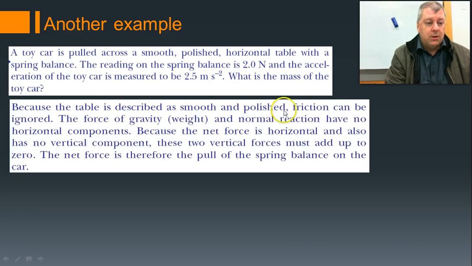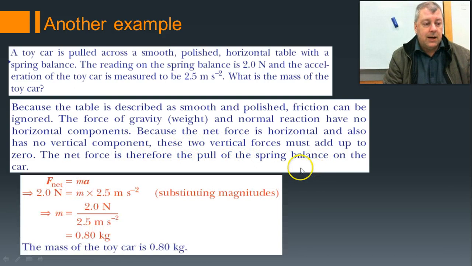Now, so friction can be ignored. The weight force is balanced by the normal force, so those two cancel each other out. So the net force is horizontal, and therefore the net force is what's pulling the spring balance on the car. So F equals ma. So the 2 newtons from the spring balance is what's causing the acceleration, and so we can then work out the mass, and the mass is 0.8 kilograms.